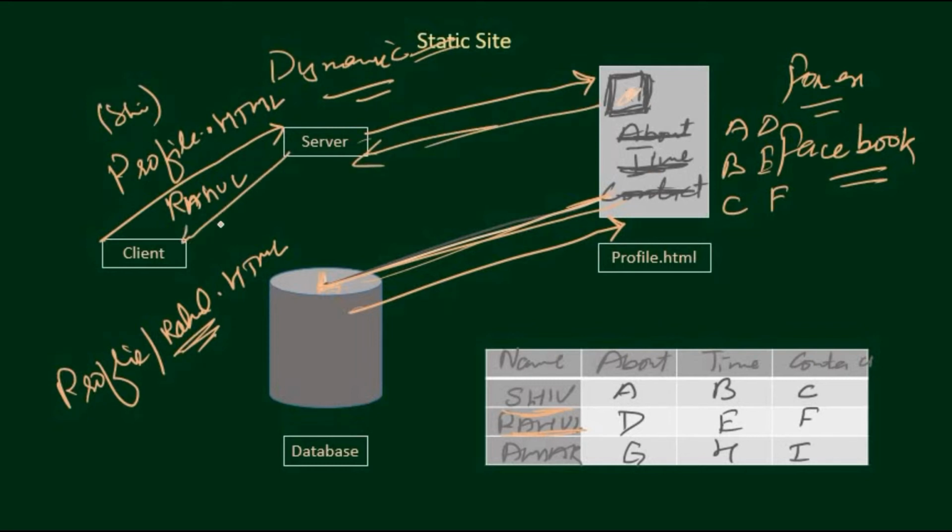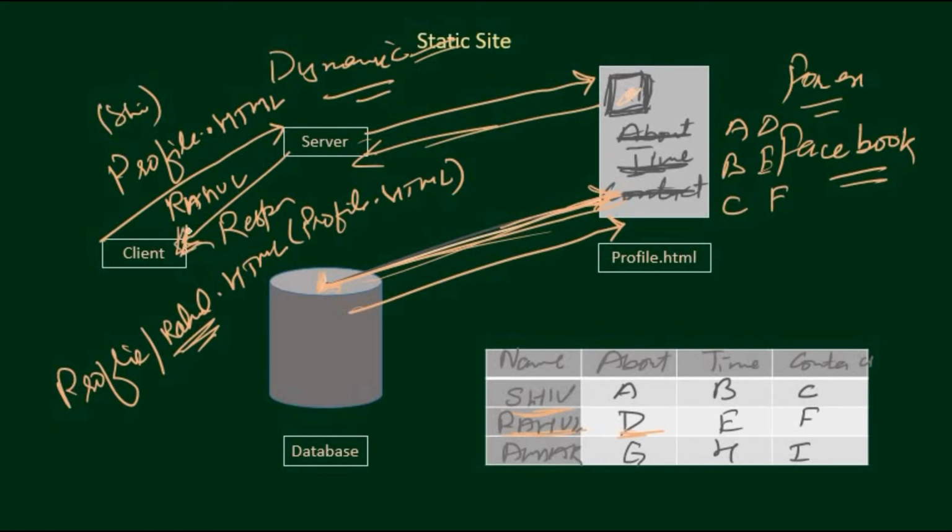And every time there is a change in the content of the page profile.html, it's going to be updated accordingly. If there is a change in the database, in the information of the user, the changes are going to be updated accordingly in the page, and the server will respond with the updated page. So every time there is a change, it will be updated accordingly.